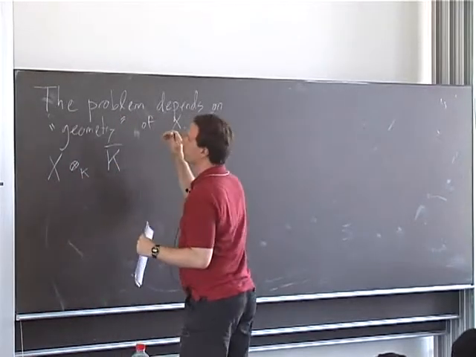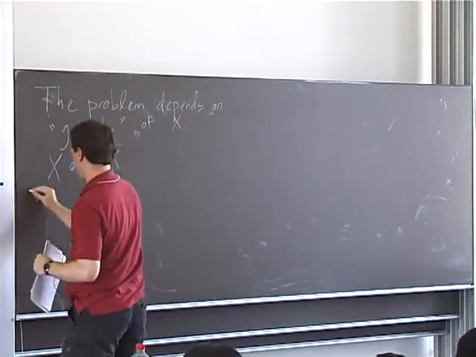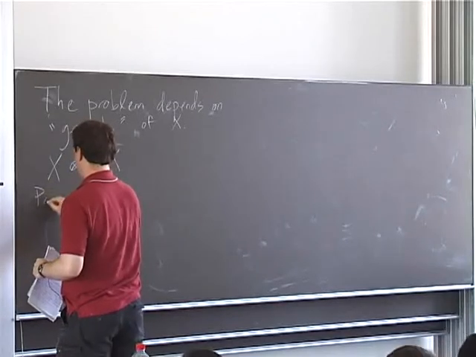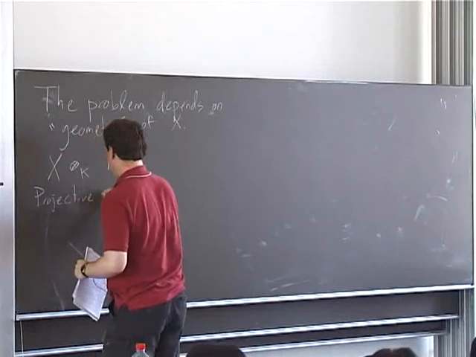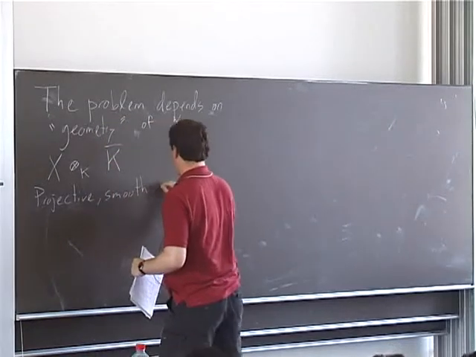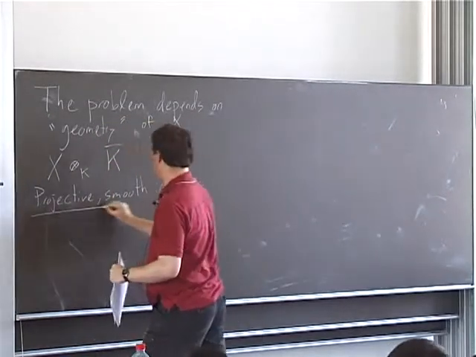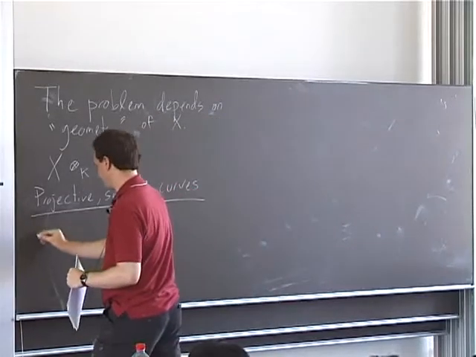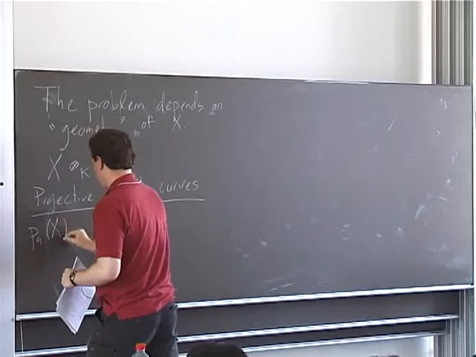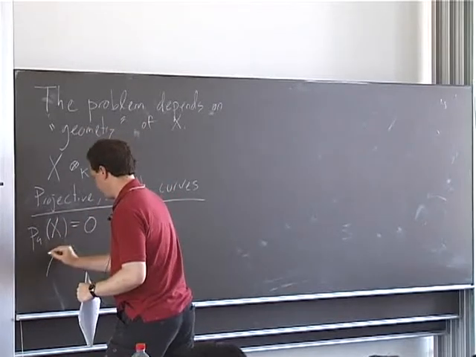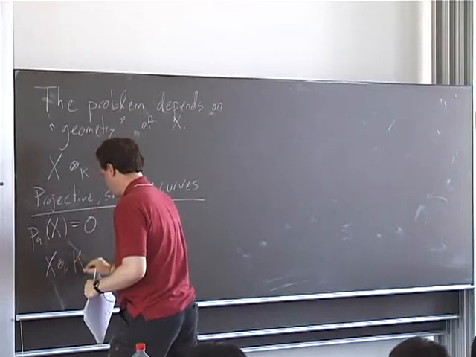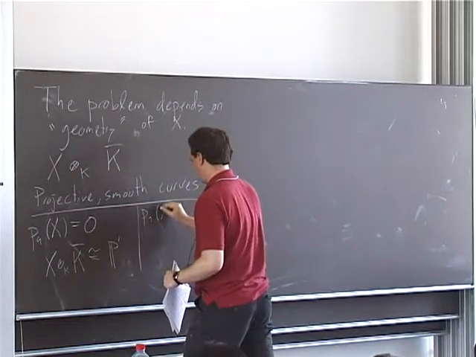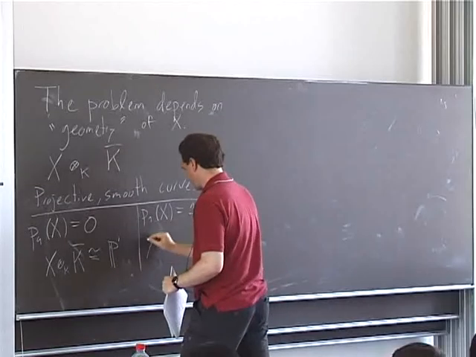And the nature of this problem, so for curves, just as an example, for projective smooth curves, we saw that this problem breaks up. There's a trichotomy depending on the genus. So if the arithmetic genus of X is equal to 0, so that means that this base change is isomorphic to P^1. And then if the genus is 1, so this is an elliptic curve, the base change.